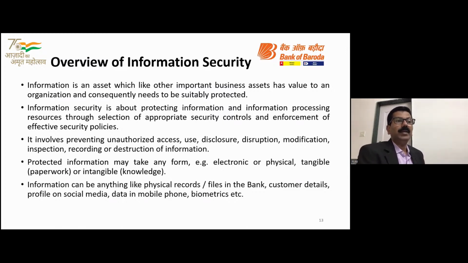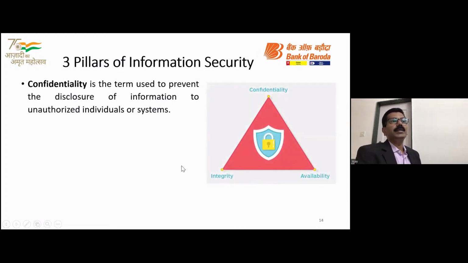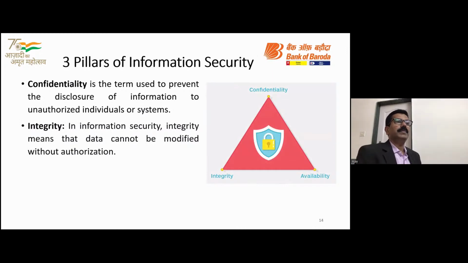Information can be anything, like physical records, customer details, or social media profiles. Whatever it is, it is in the form of information. There are three basic pillars in information security. The first is confidentiality, which prevents the disclosure of information to unauthorized individuals.